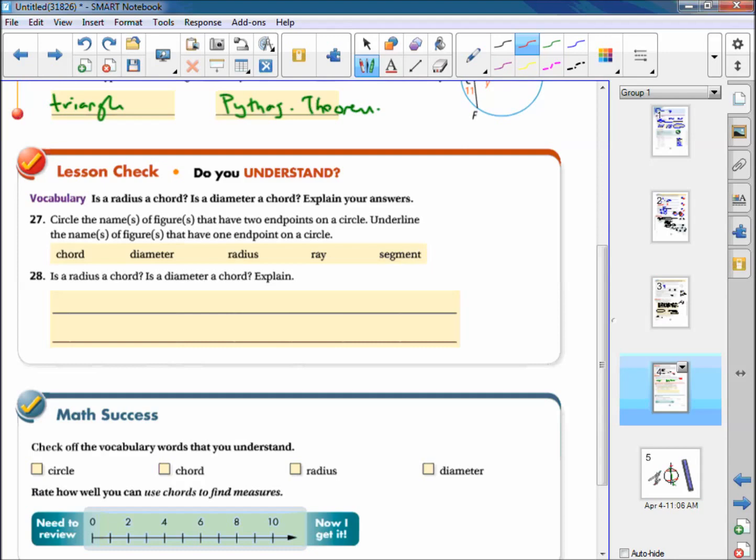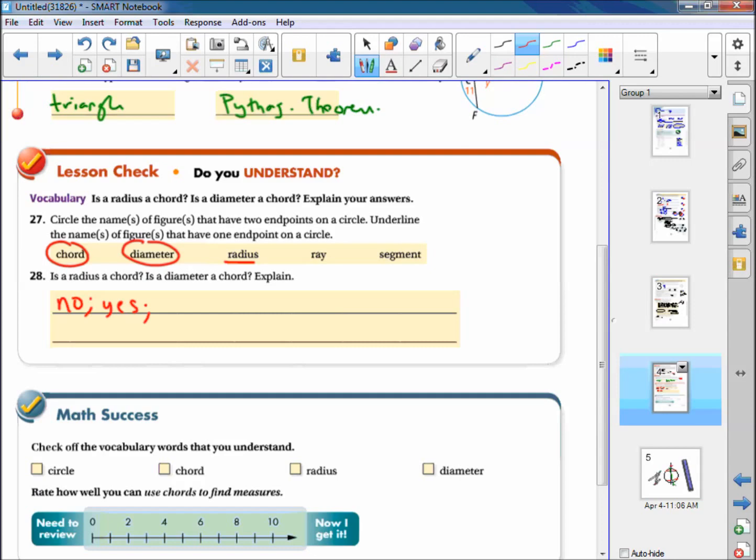So a chord has 2 endpoints on the circle. A diameter is a special chord. It's the longest one for every circle. Radius has only 1 endpoint on a circle. And a ray and a segment have nothing to do with circles at all there, so we can't do either one. All right, so is a radius a chord? This should be no. Is a diameter a chord? This is, of course, yes. It's the largest chord possible.